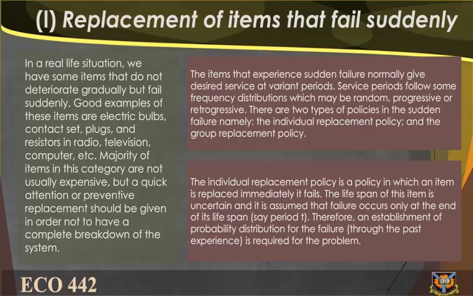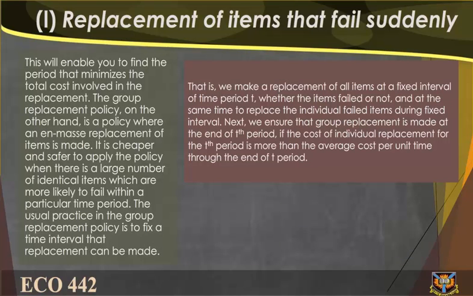The lifespan of this item is uncertain, and it is assumed that failure occurs only at the end of its lifespan, say period T. Therefore, an establishment of probability distribution for the failure through the past experience is required for the problem. This will enable you to find the period that minimizes the total cost involved in the replacement.